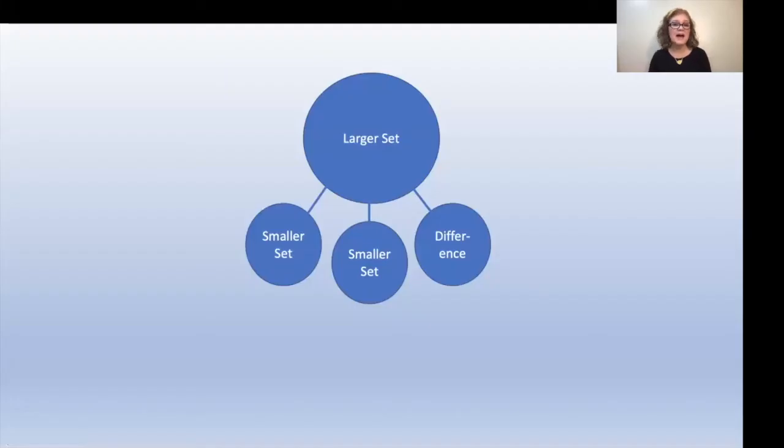So this week we have the larger set still up on top, but this week we have two smaller sets and then the difference. So that way we have three different part circles under our larger set whole circle. Once you discuss the new version of the part whole circle, have your child fill in the part whole circles and build an equation and solve.